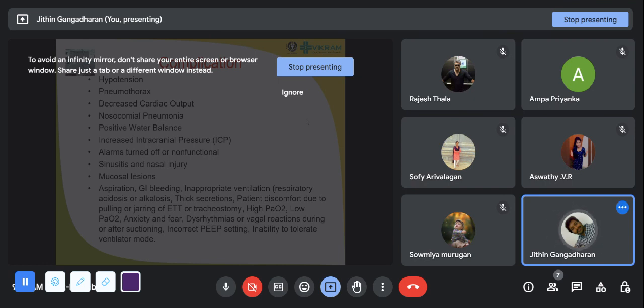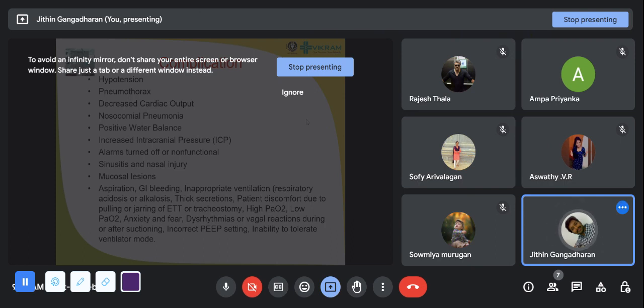What is the reason for the hypotension? Since the patient is on sedation, it may lead to hypotension. Next, pneumothorax, air entry, because the machine itself is giving the air pressures. In that condition, the machine won't check whether there is pneumothorax or not. As a result, pneumothorax may occur. Decreased cardiac output. Why? Since the lungs will be pre-filled with air, it won't see the cardiac component. That way, it leads to decreased cardiac output.